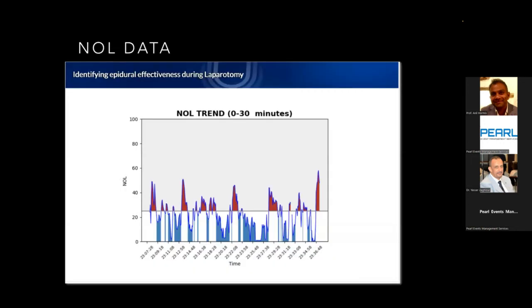So this is some of the data that you can now get from the null machine now the software has been upgraded. And I was going to talk through some of this now. So she had her GA TIVA induction at this point here, and you can see the red is where she's feeling some stimulation. The big spike is intubation there. You can see how stimulating that is. We positioned the patient just here.